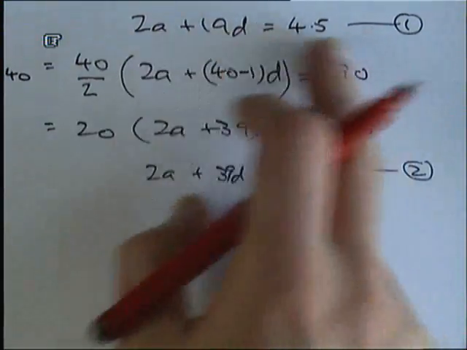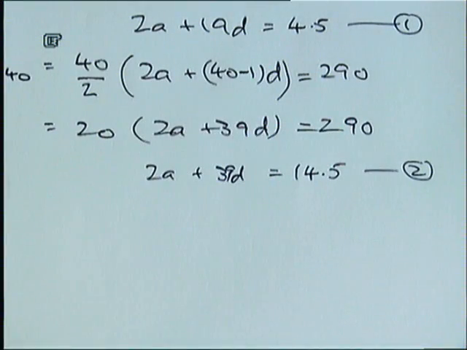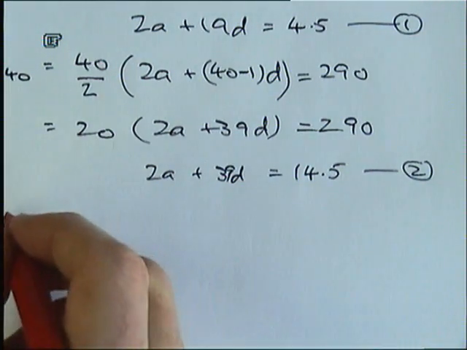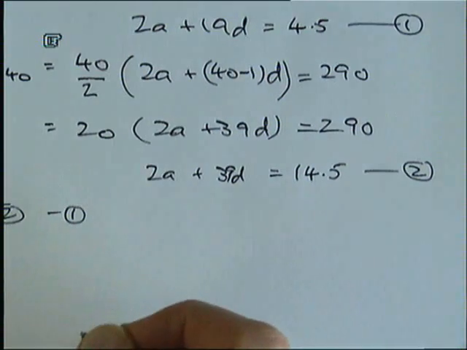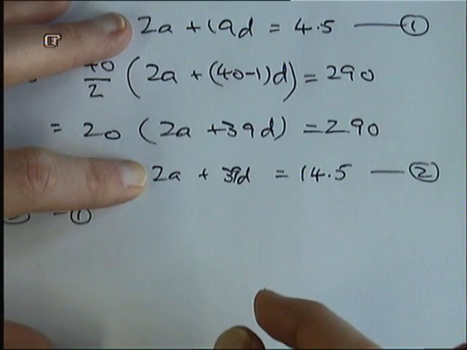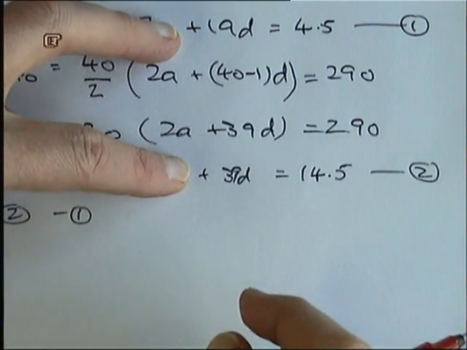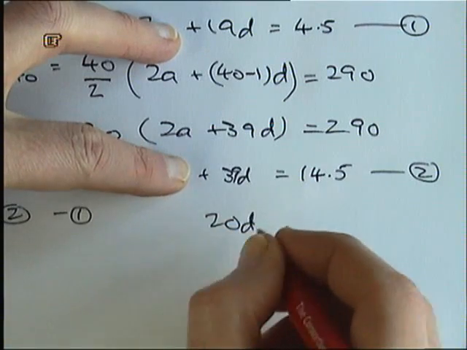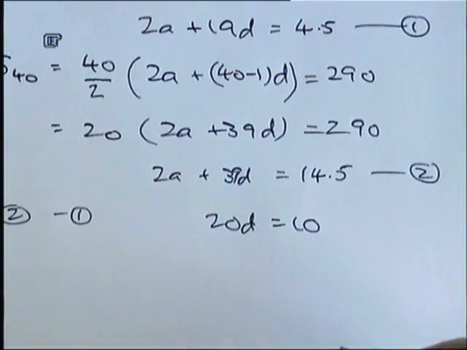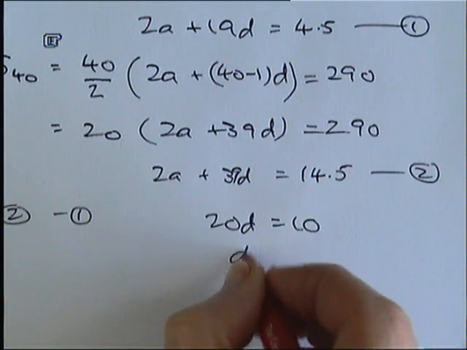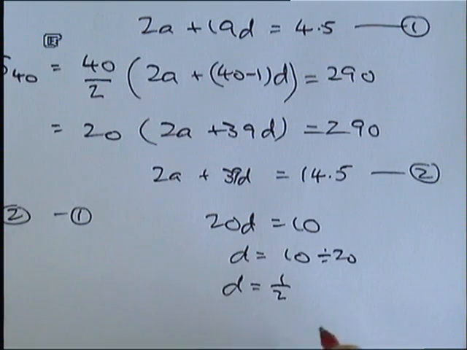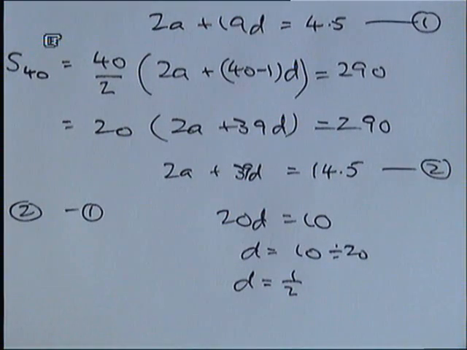So I've got equation 1 at the top of the screen, 2a plus 19d is 4.5. Equation 2 down here, 2a plus 39d equals 14.5. And if I do equation 2 take away equation 1, I'll have 2a take away 2a is no a. 39d take away 19d is 20d. And 14.5 take away 4.5 is 10. So 20d equals 10, and if I divide both sides by 20, I will get d is 0.5, or a half. So I've now got my common difference.